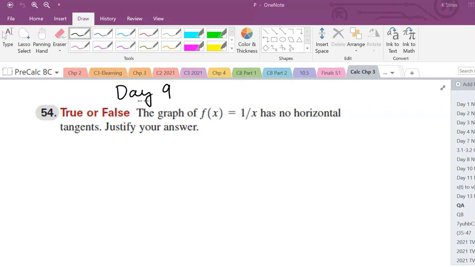Hello Pre-Calc PC, this is day 9 number 54 and the question is true or false? The graph of f of x equals 1 over x has no horizontal tangents. Justify your answer. So this is kind of an abstract question here.